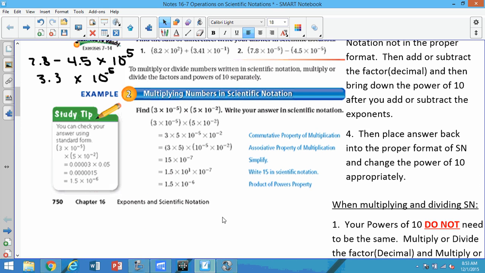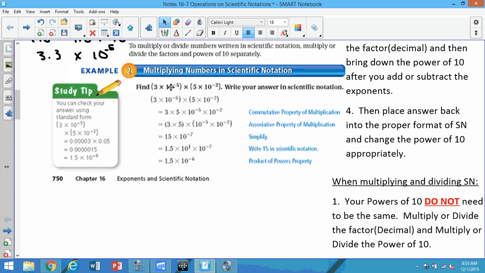Okay, so when you're multiplying scientific notation, you have 3 times 10. The example they have here is 3 times 10 to the negative 5th, and then 5 times 10 to the negative 2nd. Now all you do is you bring down your 3 and your 5, and you multiply those together, the 3 and the 5. Okay? And 3 times 5 gives you 15.